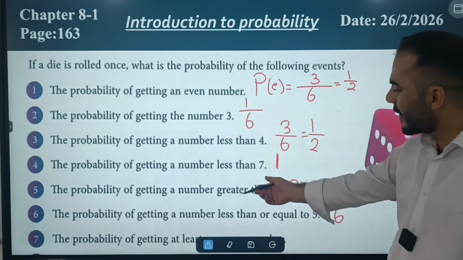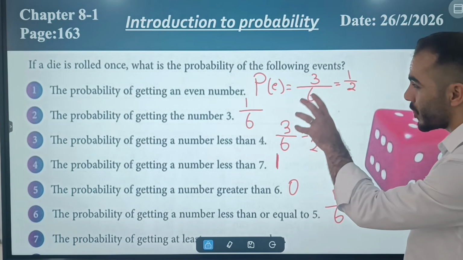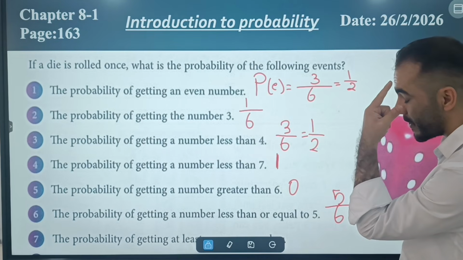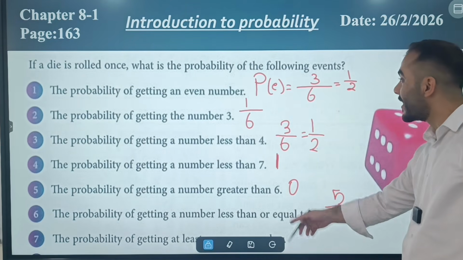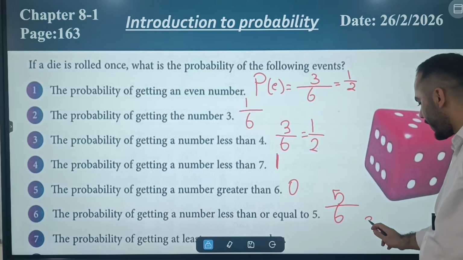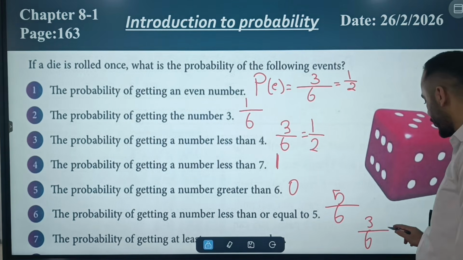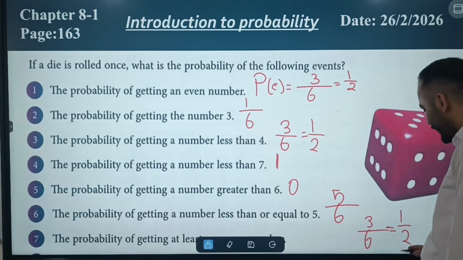The probability of getting at least 1 even number. Since we just rolled it 1 time, again, it's going to be the same as the first one. To get an even number, we have 3 possibilities out of 6 possible outcomes. So it's just 1 over 2.